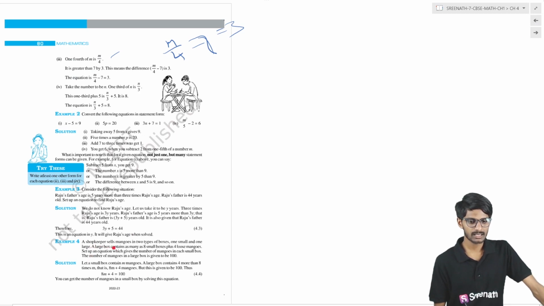A shopkeeper sells mangoes in two types of boxes, one small and one large. A large box contains as many as 8 small boxes. How many are there in the large boxes?